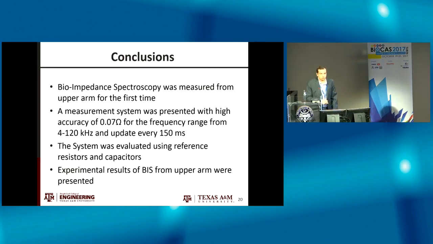So in conclusion, we have presented a bioimpedance spectroscopy measurement system suitable for wearable applications. We have presented the circuits and signal processing to achieve accuracy of 0.07 ohms, cover a frequency range from 4 to 120 kilohertz, and update every 150 milliseconds. We have evaluated our system using reference resistors and capacitors, and we have shown experimental results for bioimpedance spectroscopy from the upper arm.